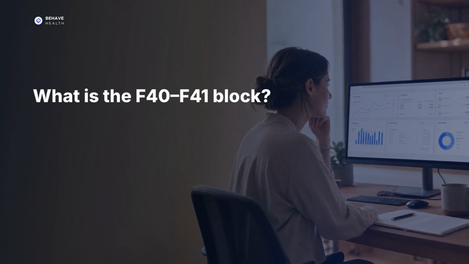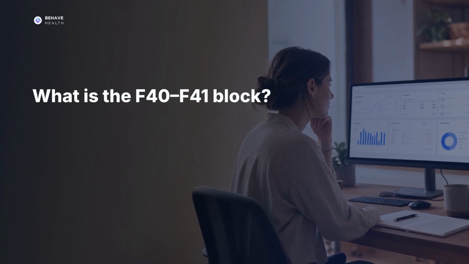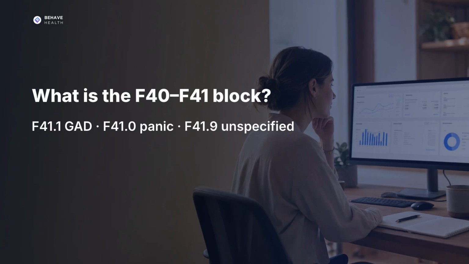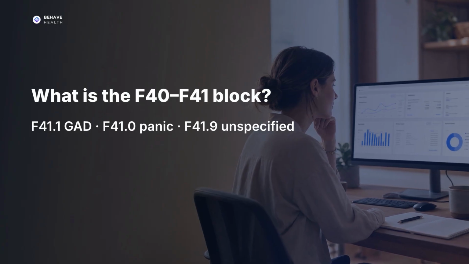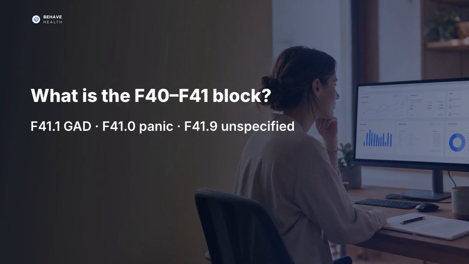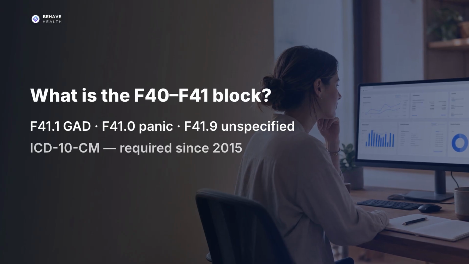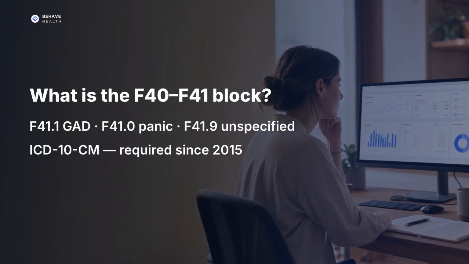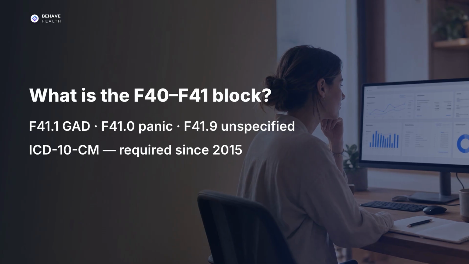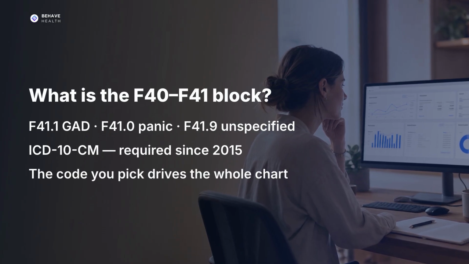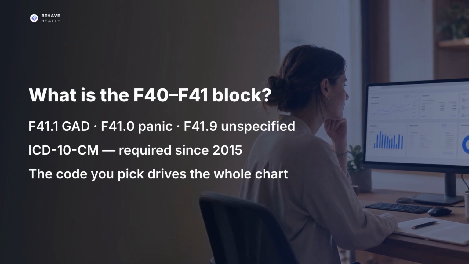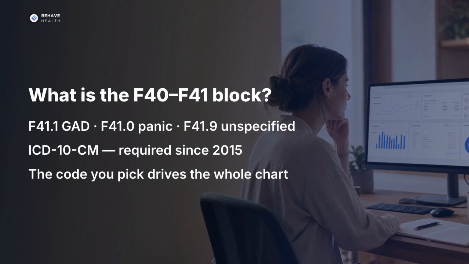F41.1 is generalized anxiety disorder. F41.0 is panic disorder. And F41.9 is anxiety disorder, unspecified. ICD-10-CM has been the required U.S. diagnostic coding standard since 2015, and it is updated every year. The code you select should drive every goal, objective, and intervention in the anxiety treatment plan that follows.